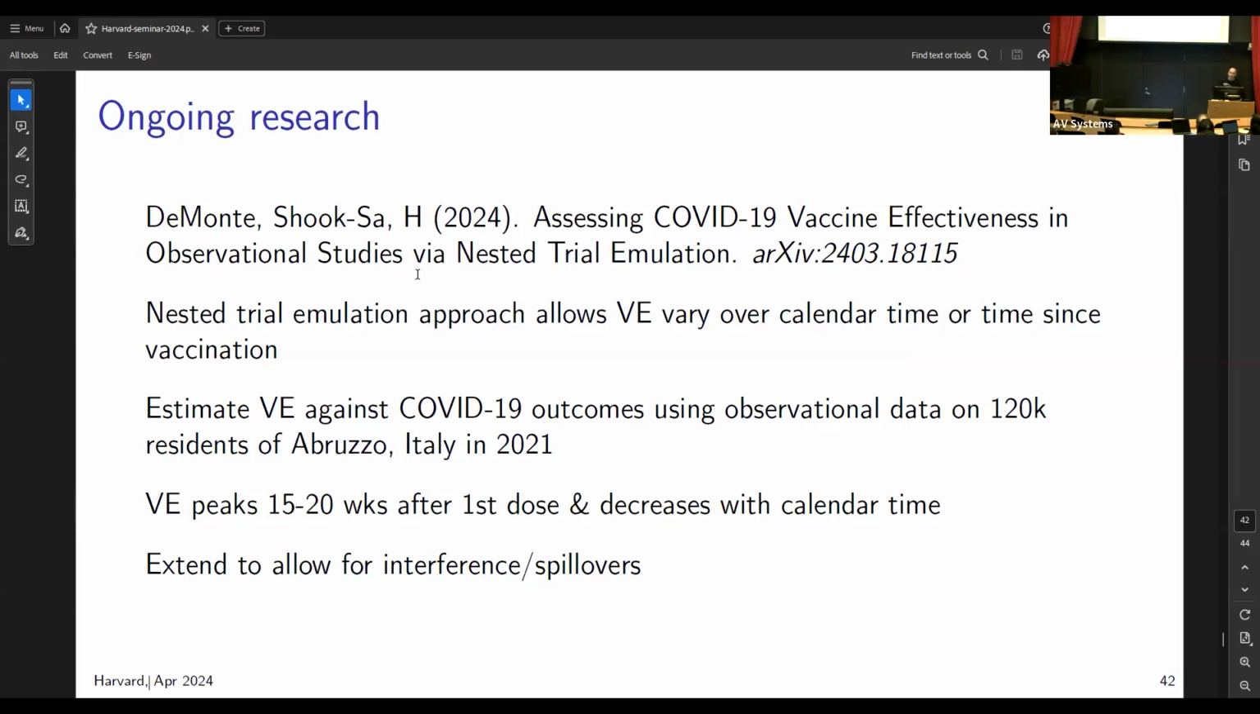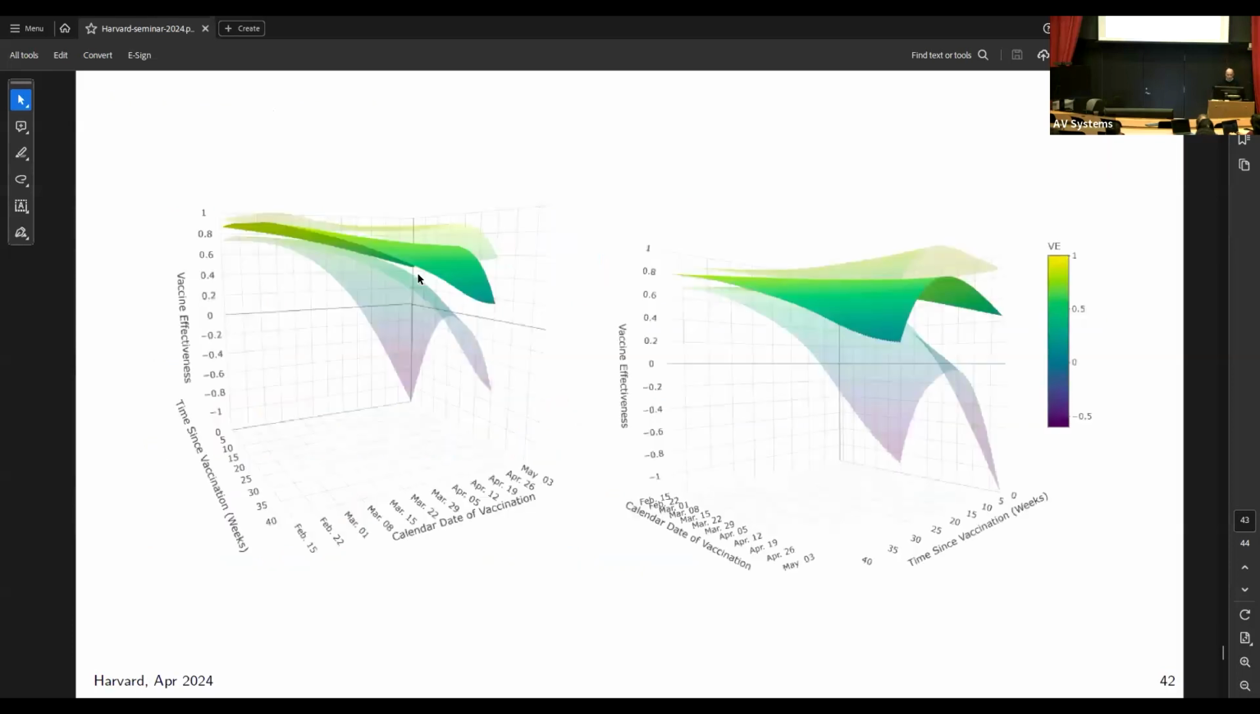What we found was that it looked like vaccine efficacy peaked around 15 to 20 weeks after the first vaccination, which seemed to us to be consistent with what we would expect. And then also some evidence perhaps of a modest decline in vaccine efficacy over calendar time. This work does not allow for interference, but a natural question would be, if you had information, say, about where individuals lived, could you extend this nested trial emulation approach to allow for interference?